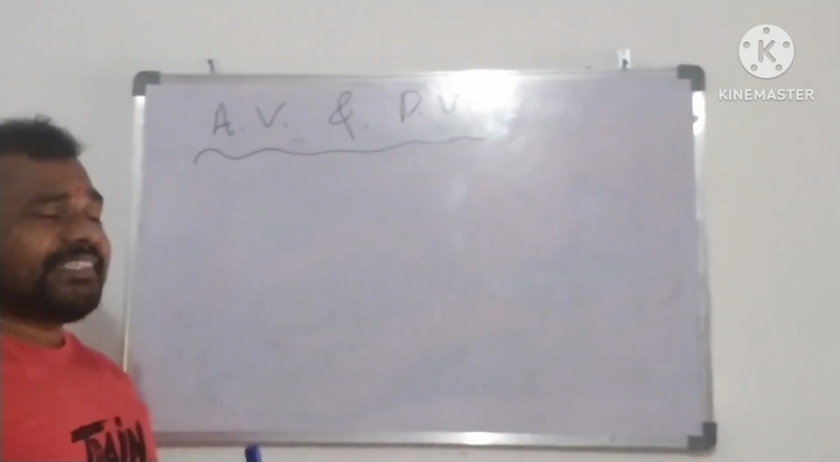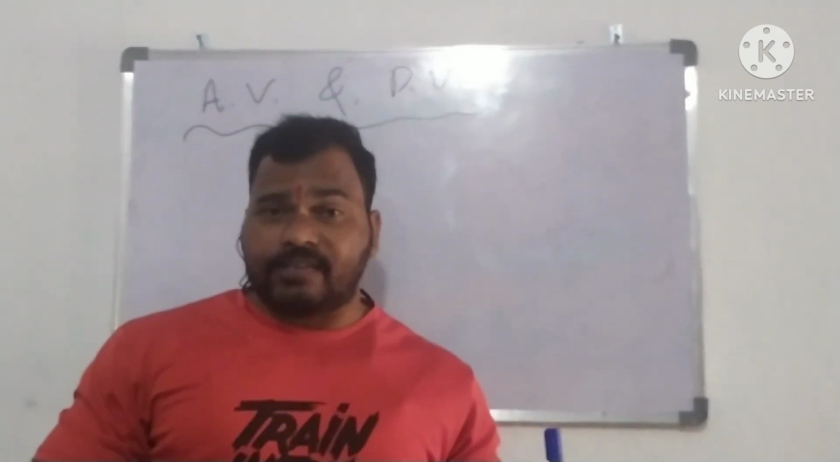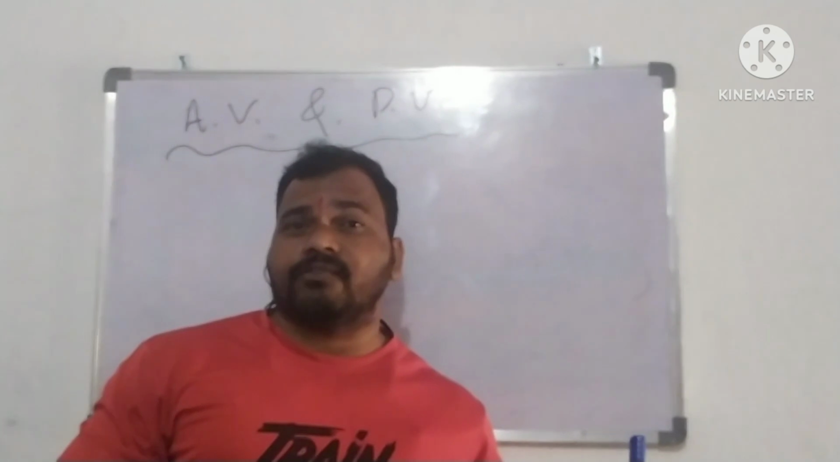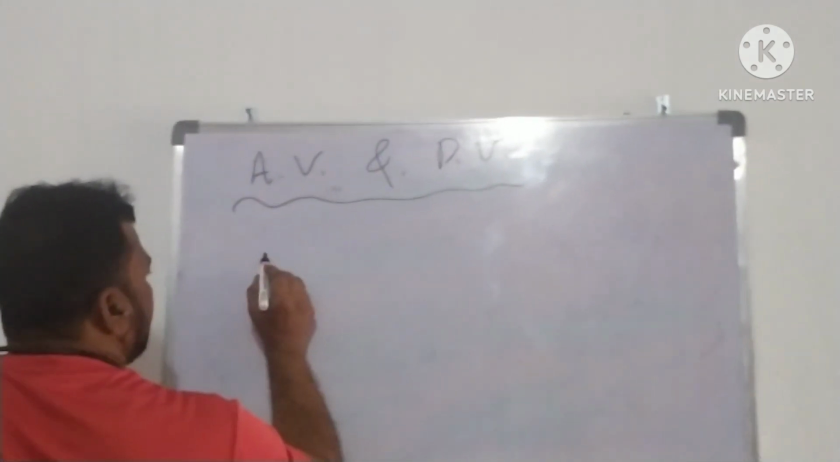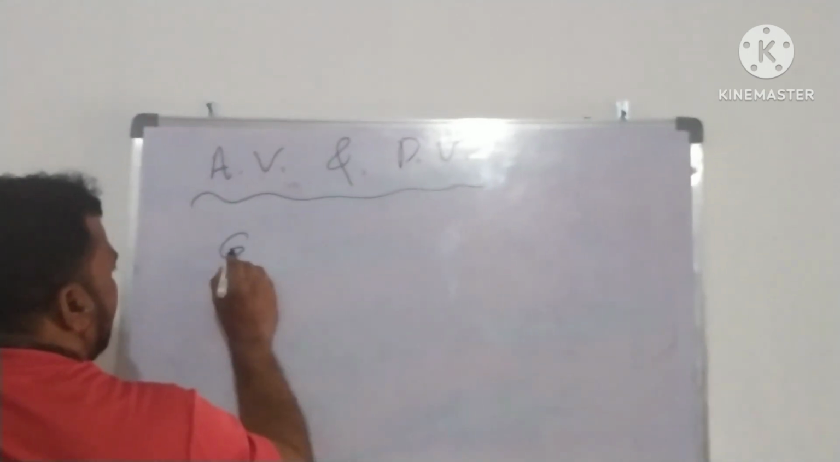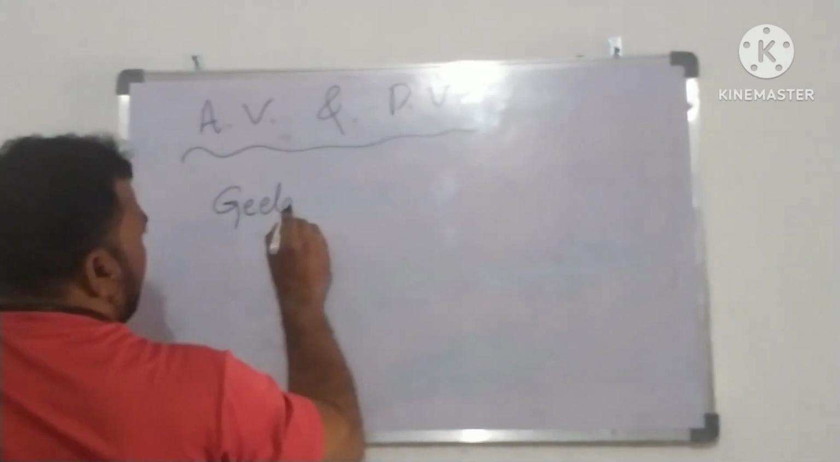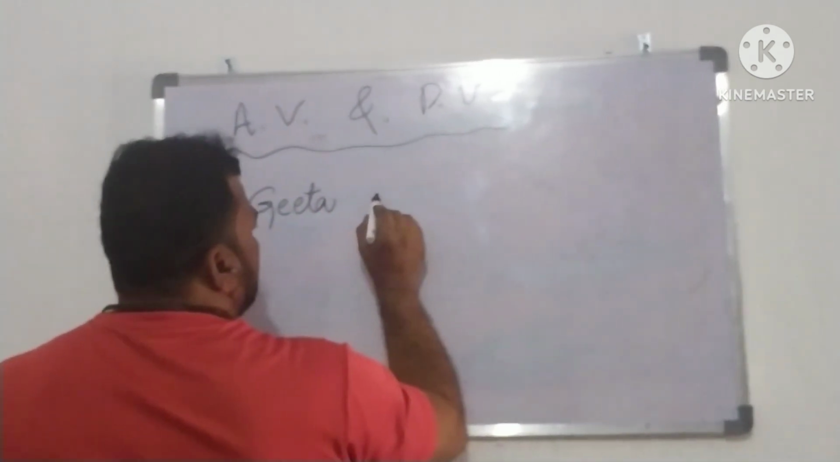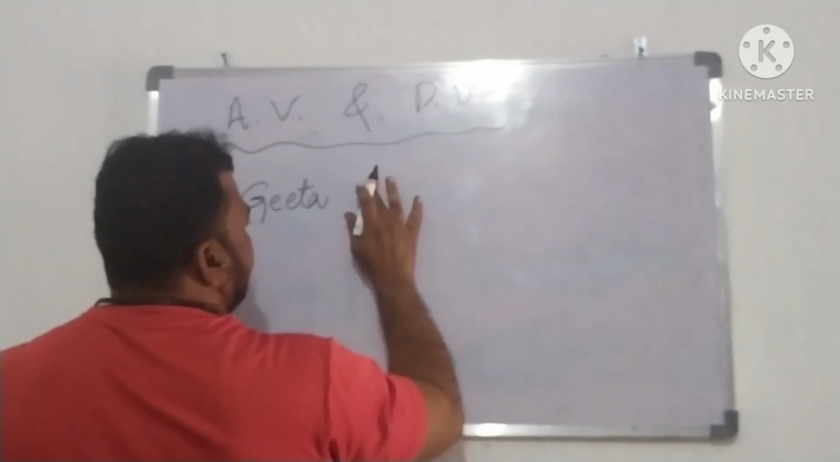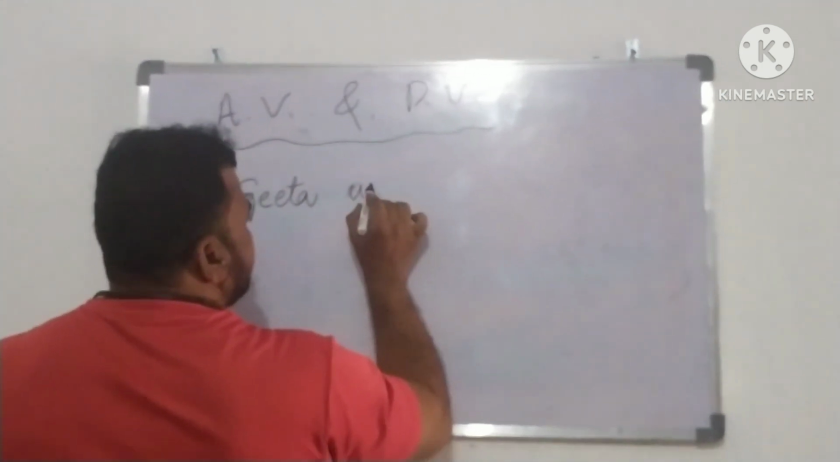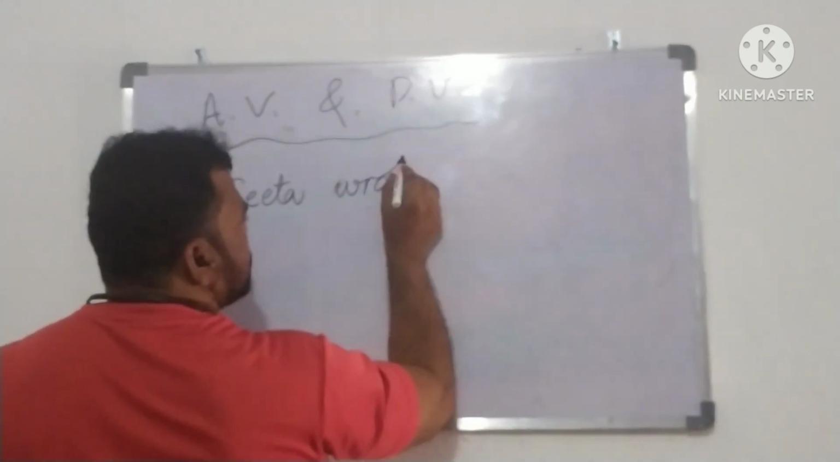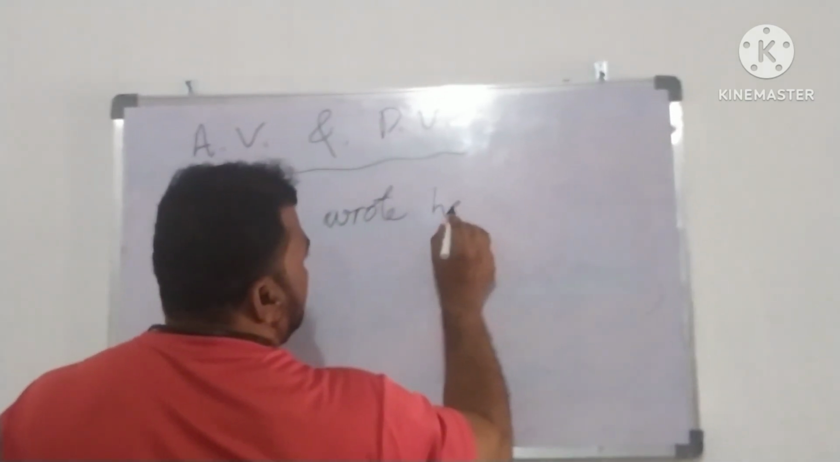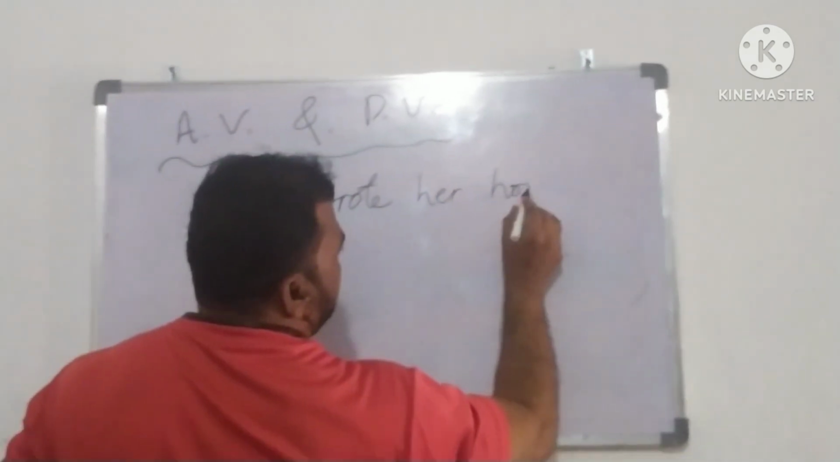So what is the difference between these two voices? Here the verb form is different. For example, Geeta writes, or else we take a past tense. Okay, Geeta wrote her homework.